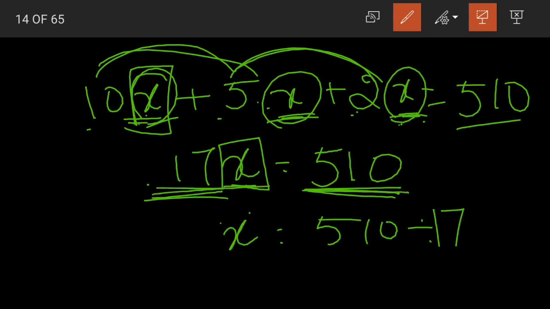Yes children, 17. What did I say? Assume this x as apples. When 17 apples is equal to 510, how much will one apple be equal to? We'll divide, right? 510 divided by 17. In the same way, here x is equal to 510 divided by 17.